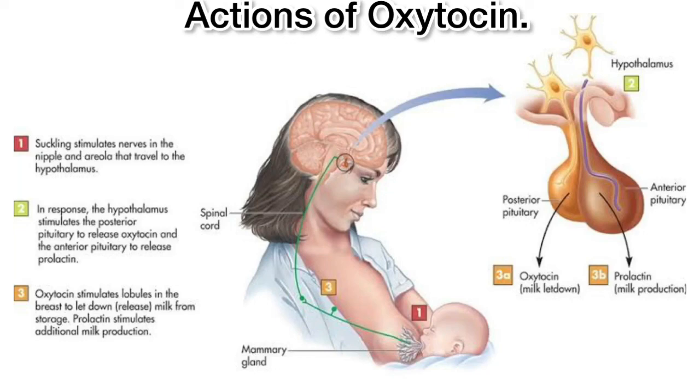So the hypothalamus will now stimulate the posterior pituitary gland to release the oxytocin that is stored in the nerve endings of the posterior pituitary gland. This oxytocin will now bring about the contraction of the myoepithelial cells and milk will now be ejected. Okay, so this is known as the milk ejection reflex.